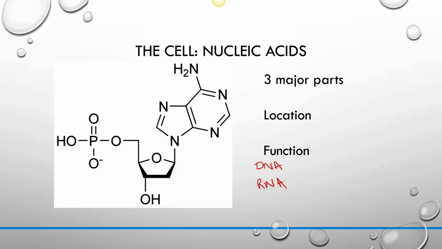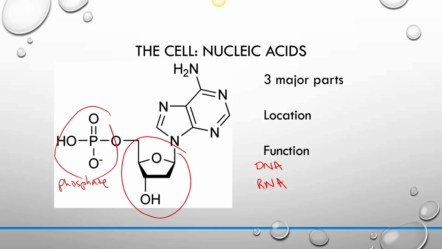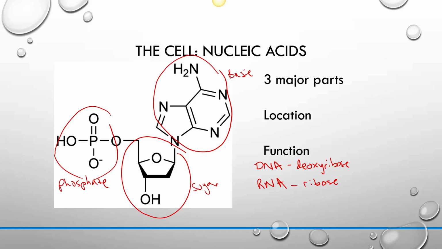So the three major parts include the phosphate group, the sugar. For DNA, the sugar is deoxyribose. For RNA, it's ribose. And then you have a nitrogenous base. There are 4 bases that make up DNA, and there's a slightly different base that makes up RNA.